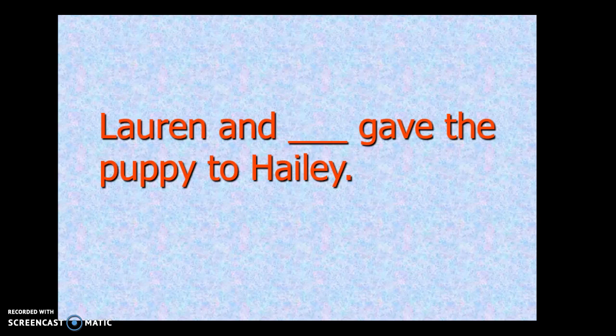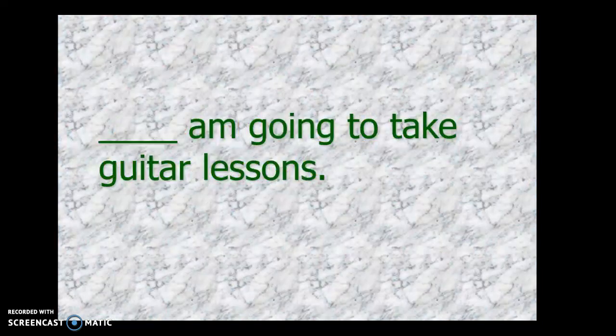How about this one? Lauren and blank gave the puppy to Haley. Let's get rid of Lauren and get rid of that. So let's try blank gave the puppy to Haley. Me gave the puppy to Haley. Him gave the puppy to Haley. What's correct? I, right? Because it is the subject. Lauren and I gave the puppy to Haley.